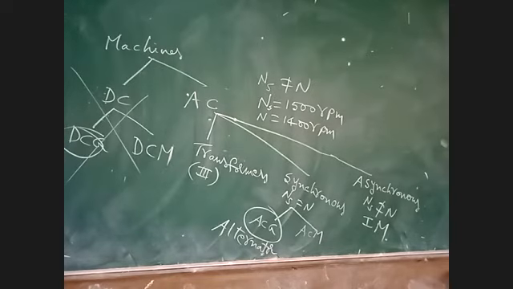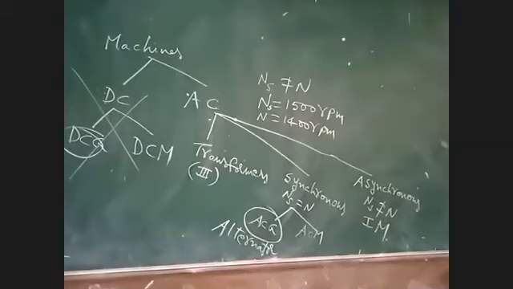See, on the board I have written one Ns. Ns is equal to 1500 RPM. That is the designer speed. While designing the machine, the manufacturer will give the specification sheet. In the specification sheet, they will give the reference speed, that is 1500 RPM. N is the actual speed when you are running the machine, and Ns is the synchronous speed.